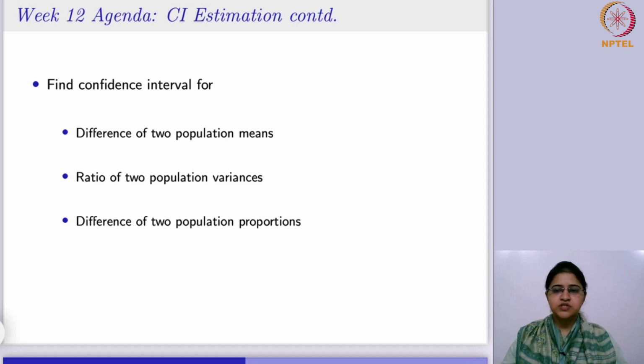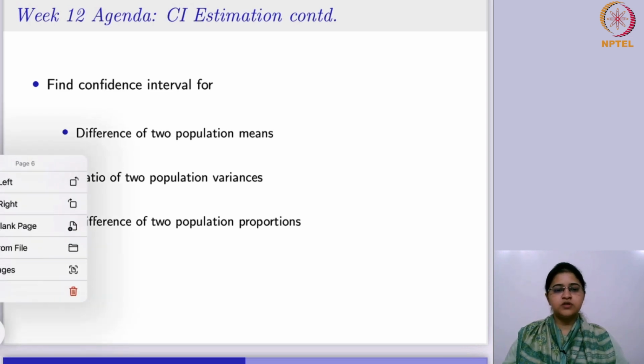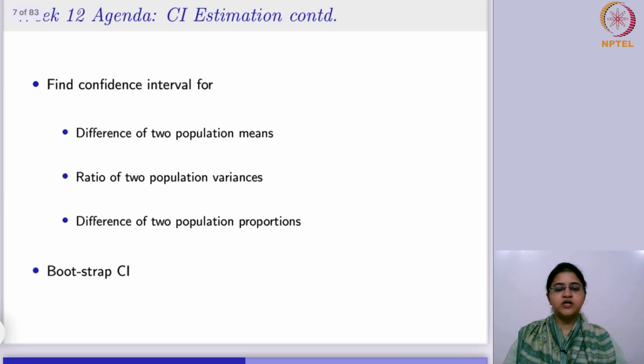However, in certain situations, in real life, you may come across two populations, and then we have to draw samples from both of them and find the confidence interval estimates for the difference of the two means, or the ratio of the two population variances, and also the proportions. In addition to this, we are going to learn about bootstrap confidence interval.